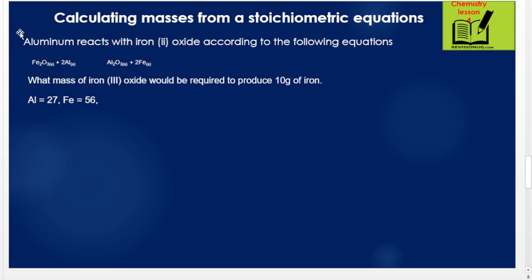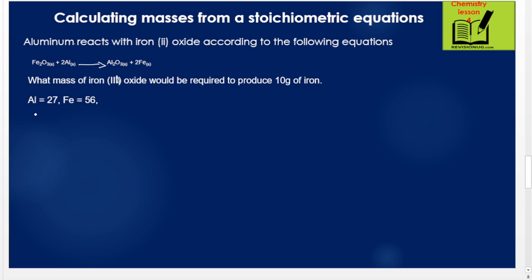Right, let us now look at our last example here. Let me hope that you've been moving with me during this lesson number 4. So this one, our last example, says aluminium reacts with iron 3 oxide according to the following equation. So iron 3 oxide reacts with aluminium to produce aluminium oxide and iron. So what mass of iron 3 oxide would be required to produce 10 grams of iron?